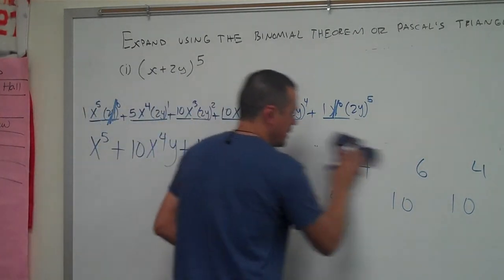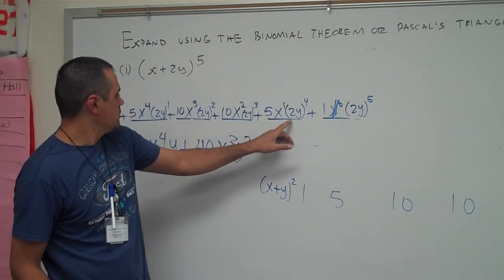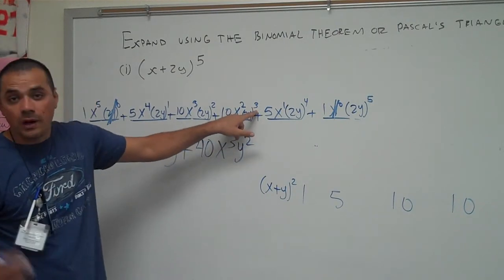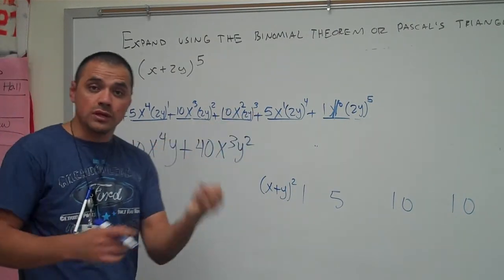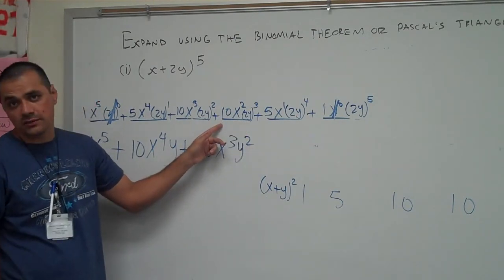So we continue on down, and we end up with, oh no, we're here. So 2y to the third power. 2y to the third power is going to give you 2 times 2 times 2, which is 8y to the third, times 10. That's going to give us 80.